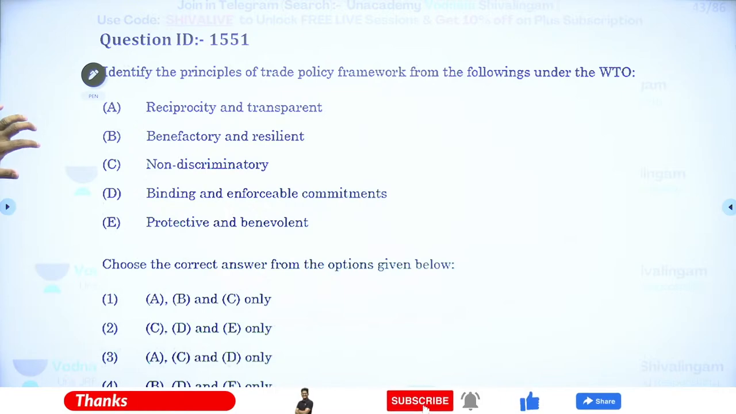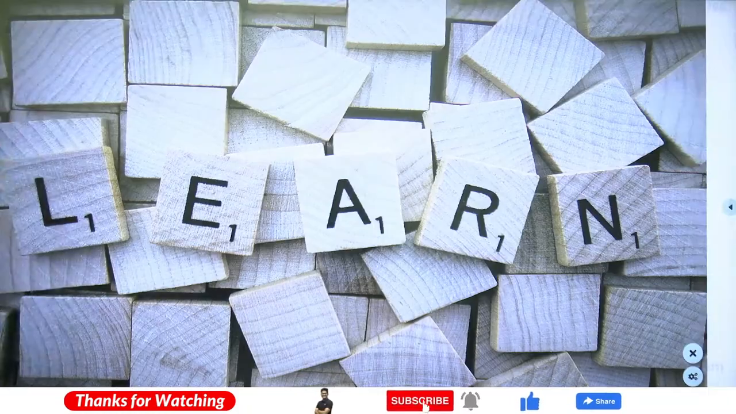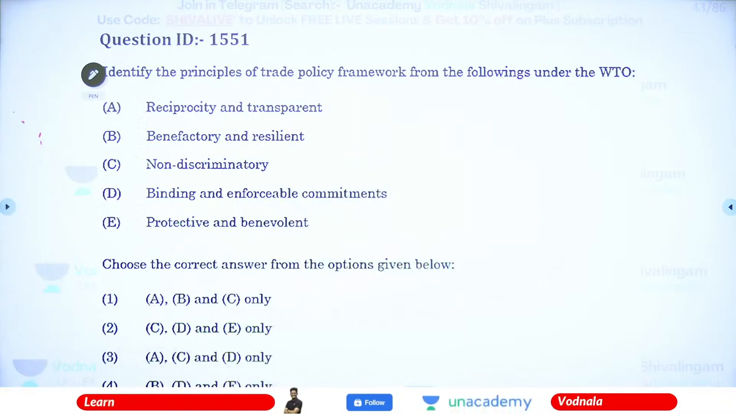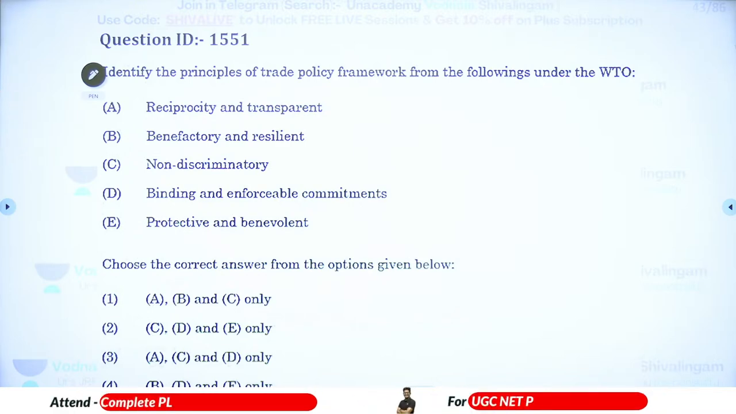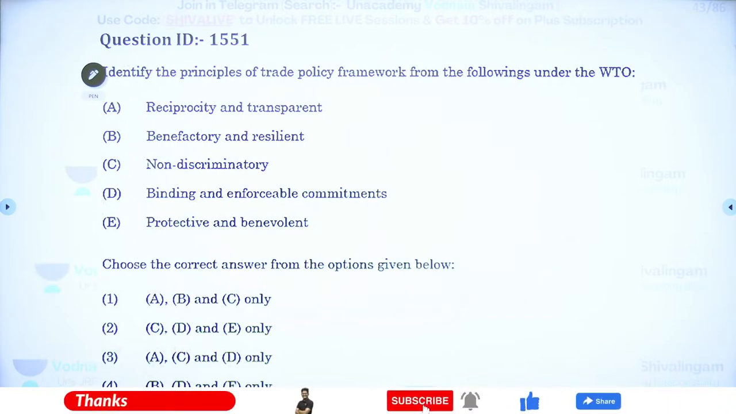Identify the principles of trade policy framework from the following under the WTO. This question is something you have to look at from the marketing perspective, the distribution decision. While taking a distribution decision, like selecting a wholesaler, retailer and all, what are the things that you will consider? The regulations will be considered, as well as who is there in that loop.